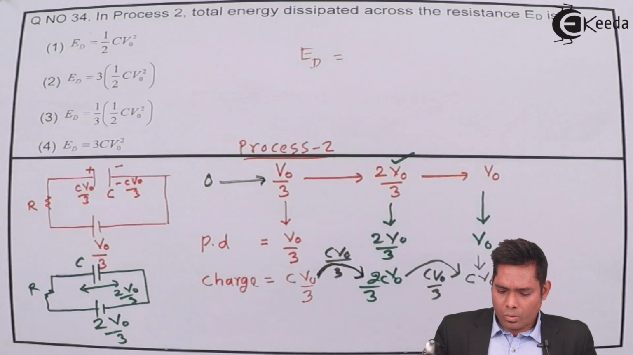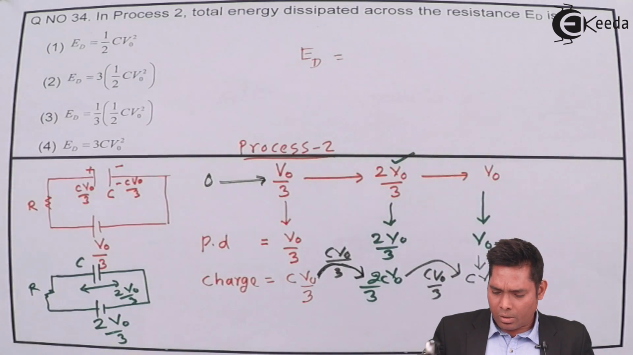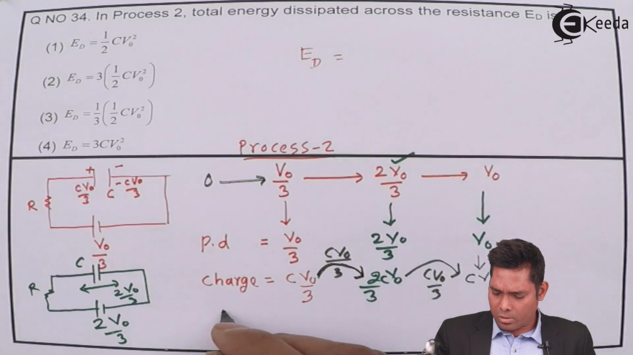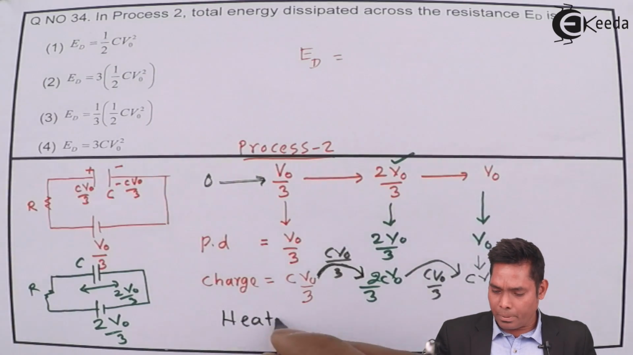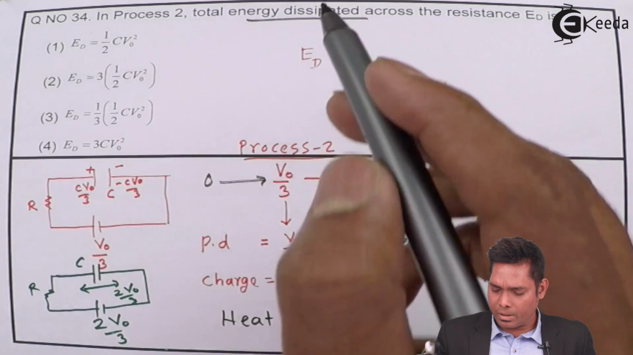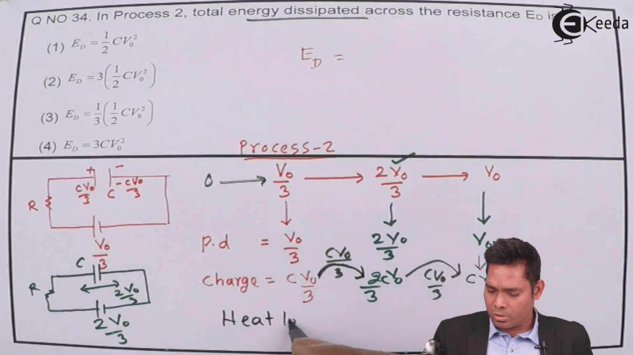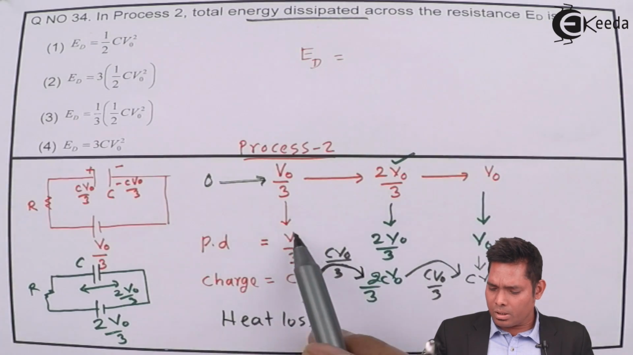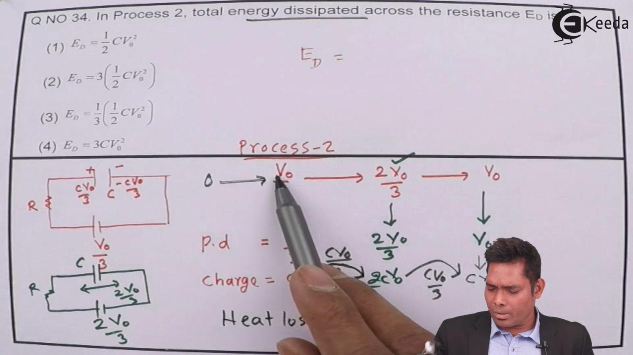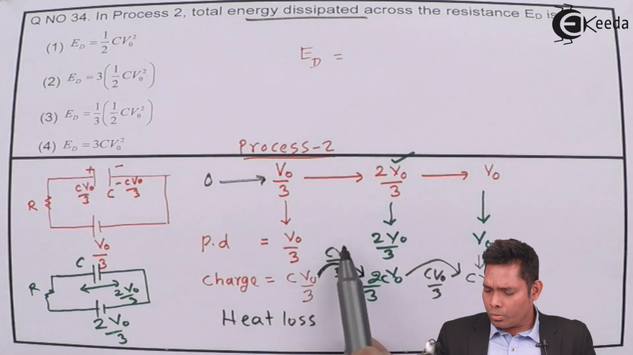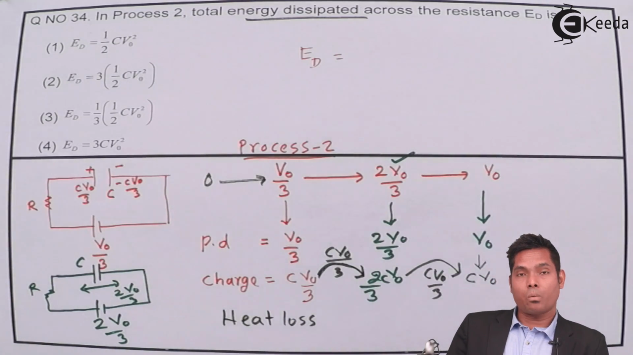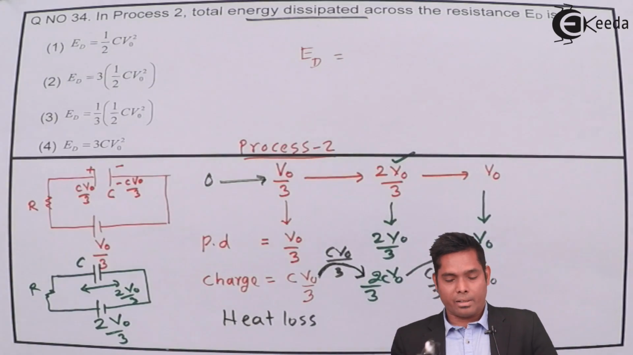Now we are concerned with the heat loss, or energy dissipated, that is, the total heat loss during the process. This process starts from here and completes here. So during all these steps you have to find how much heat is lost and then add them up.